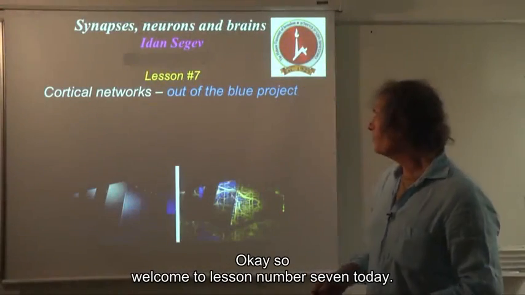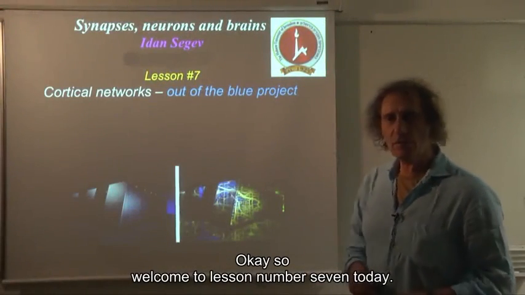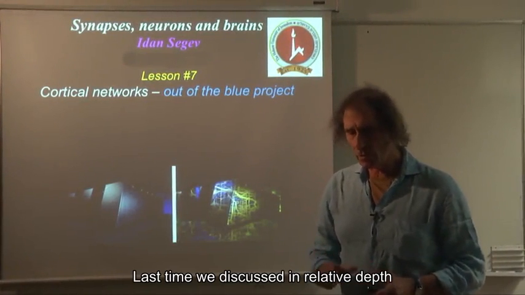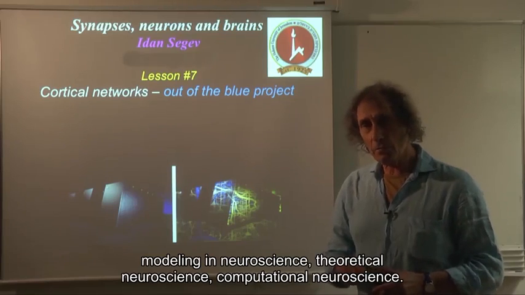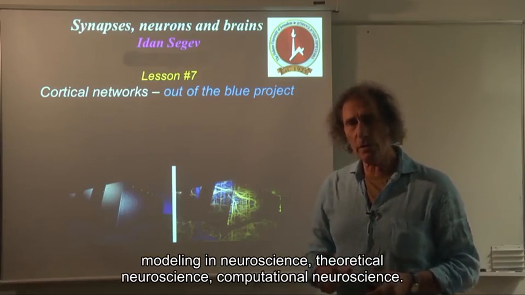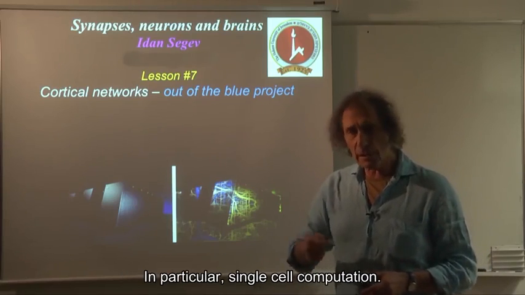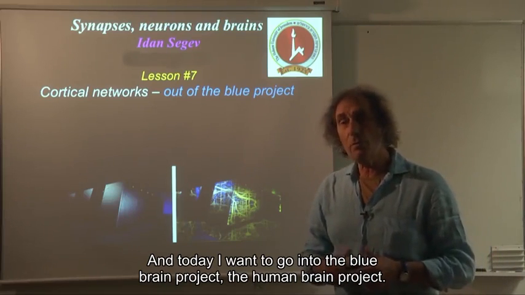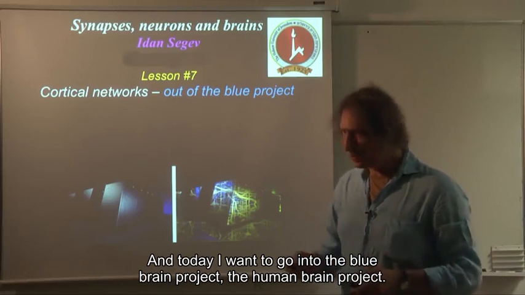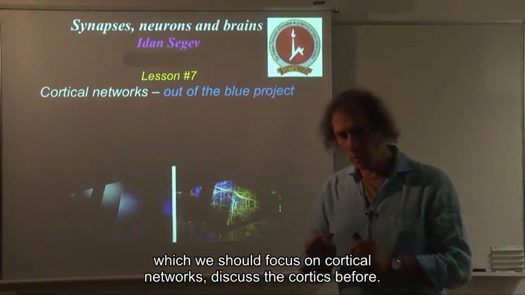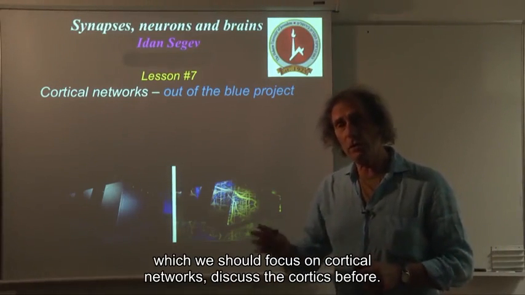Okay, so welcome to lesson number 7 today. Last time we discussed, in relative depth, modeling in neuroscience, theoretical and computational neuroscience, in particular single cell computation. And today I want to go into the Blue Brain project, the Human Brain Project. I call this lesson number 7, cortical networks, which we shall focus on.